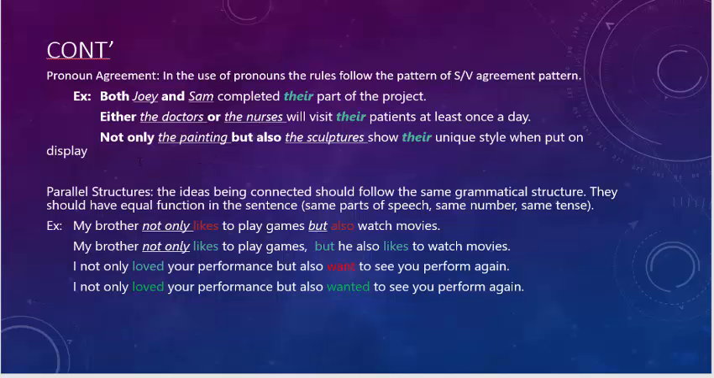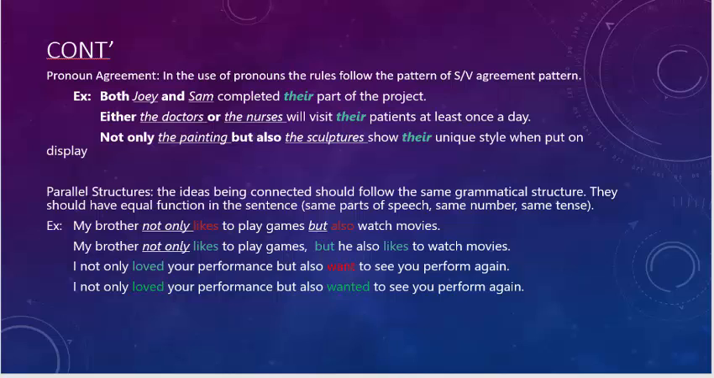Not only the painting but also the sculptures show their unique style when put on display. Now this is also about the proximity rule. The first subject that you see is in the singular form, and the second subject is in plural form. The pronoun is chosen based on the closest subject to the verb and the pronoun. Therefore the pronoun should also be in plural form.